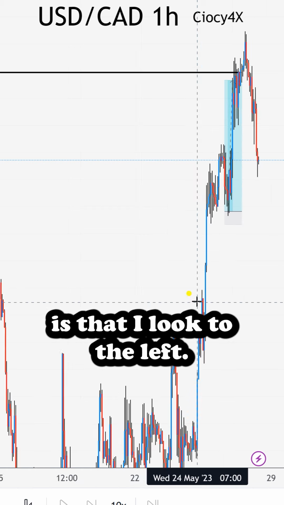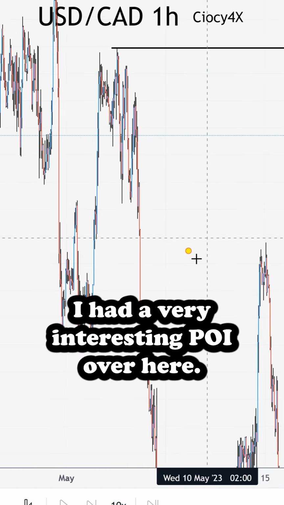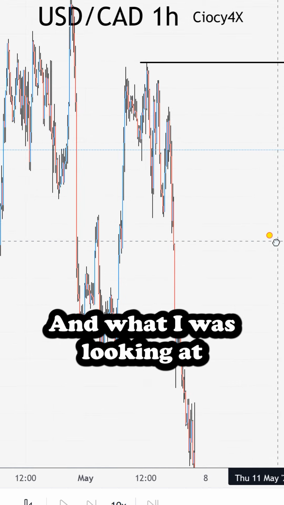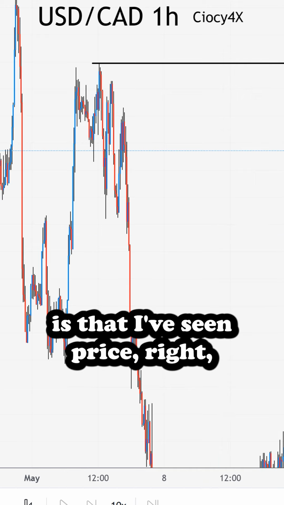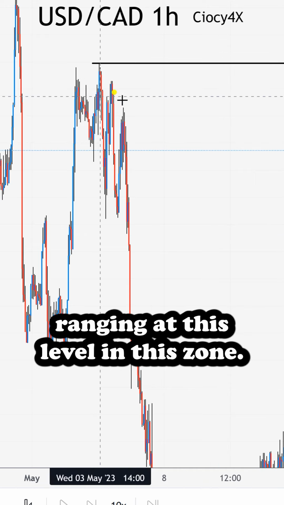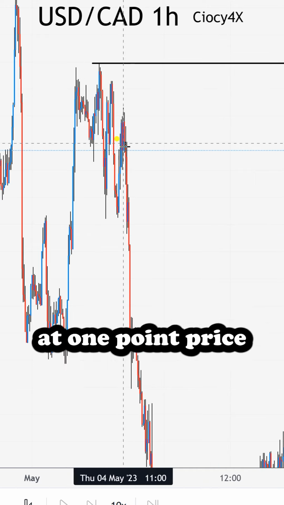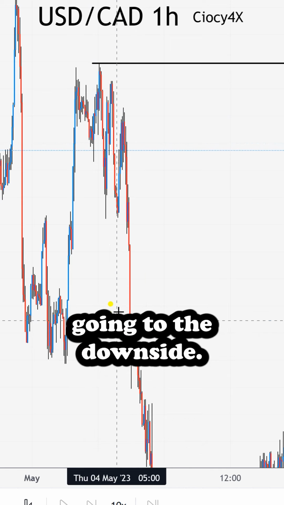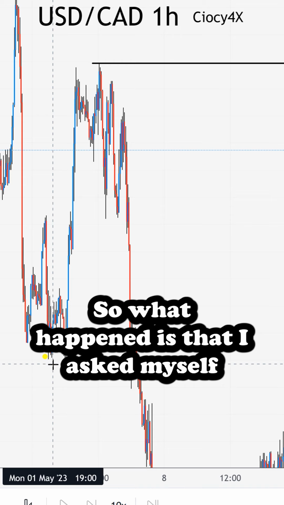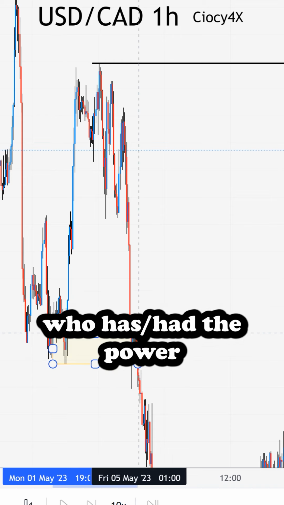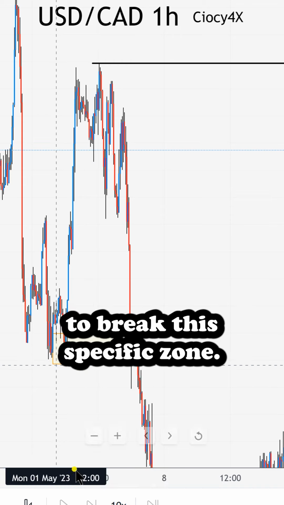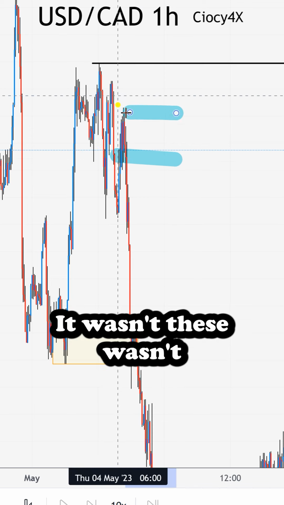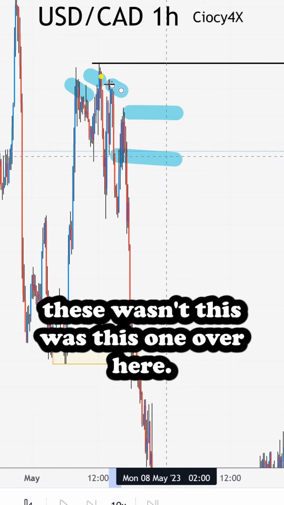So what happened is that I looked to the left. I had a very interesting POI over here. And what I was looking at is that I've seen price ranging at this level in this zone. And eventually you can see that at one point price just broke through the downside with all these huge candles going to the downside. So I asked myself this question: who broke this level? Who has had the power to break this specific zone? It was this zone over here. It wasn't this, it wasn't this, it wasn't this, it was this one over here.